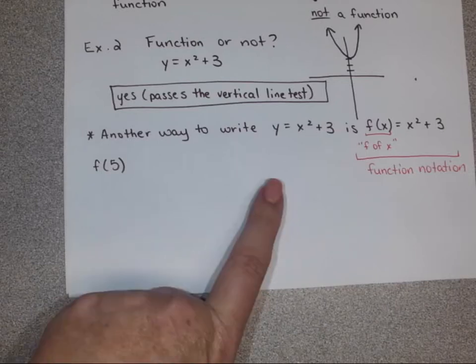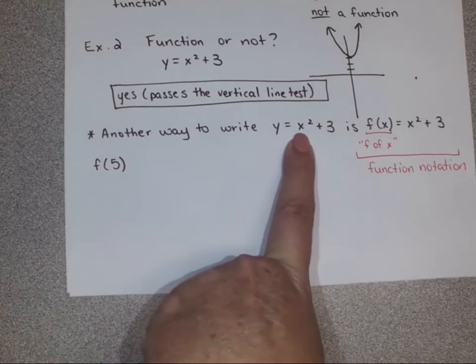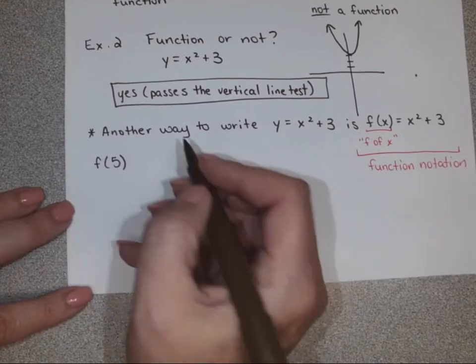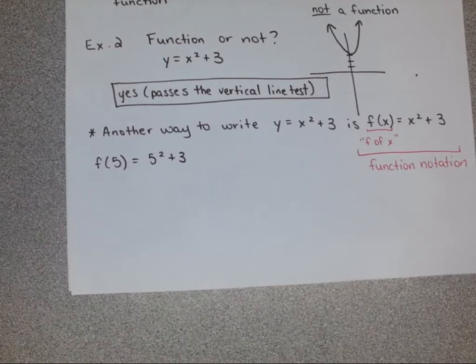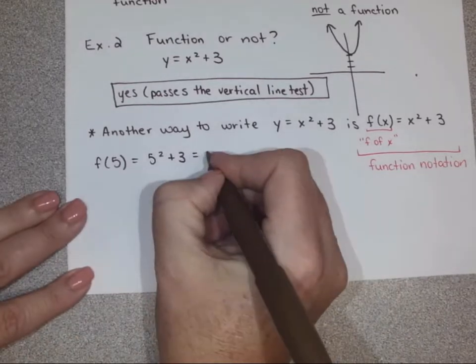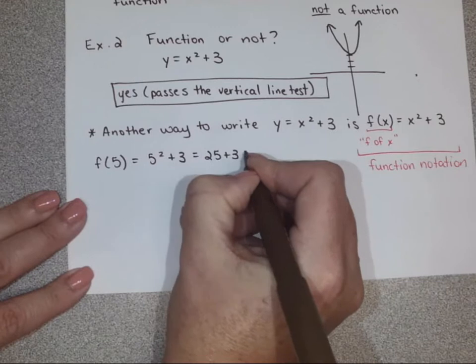Would you find 5 for x? Yeah, you're going to replace x with a 5. So in other words, you're going to get 5 squared plus 3, and then we just need to figure out what that is. Make sure you do order of operations. So we would do which part first, addition or squaring? The square first, right? So we would get 25 plus 3, or 28.